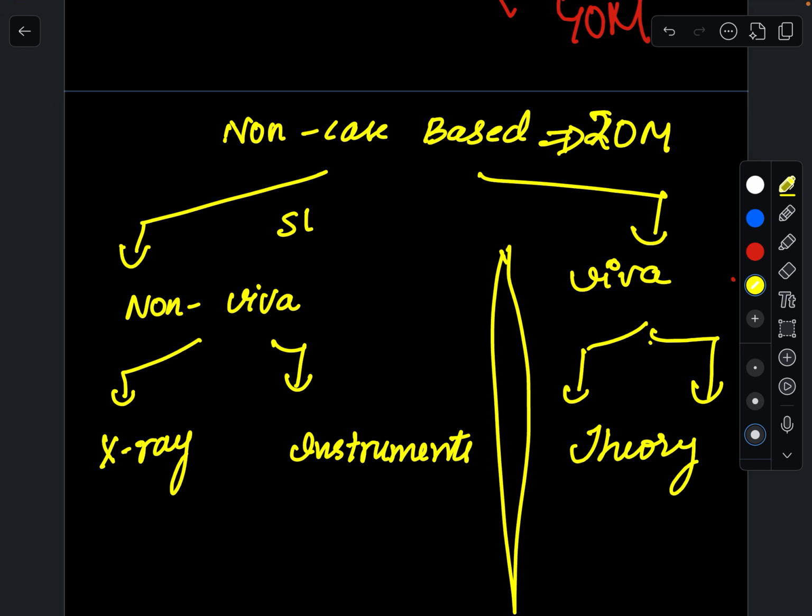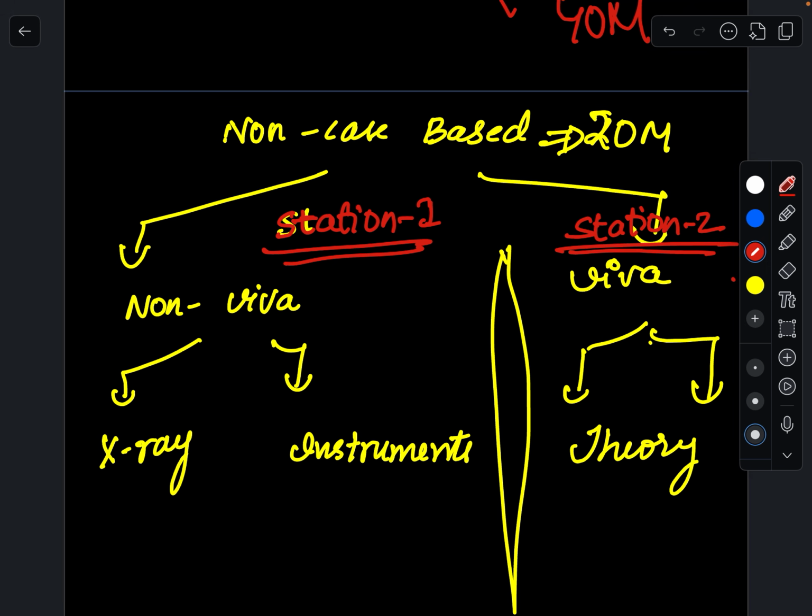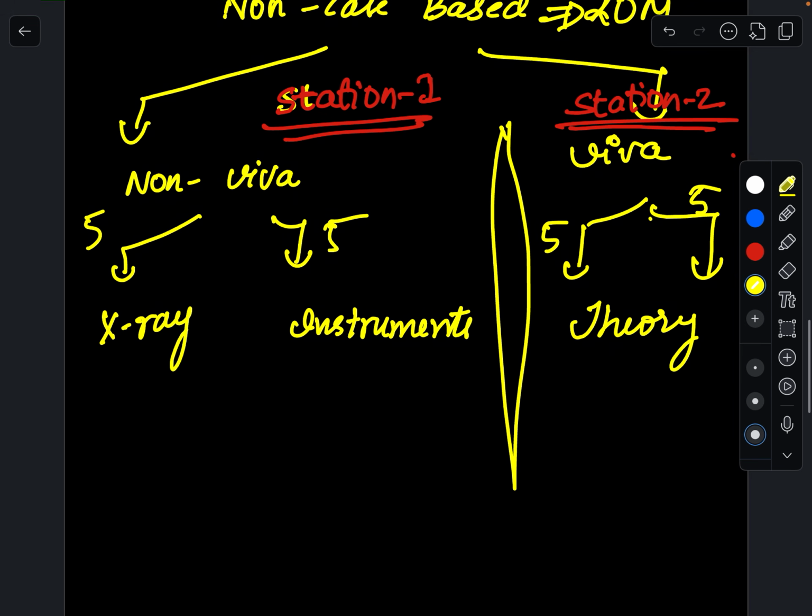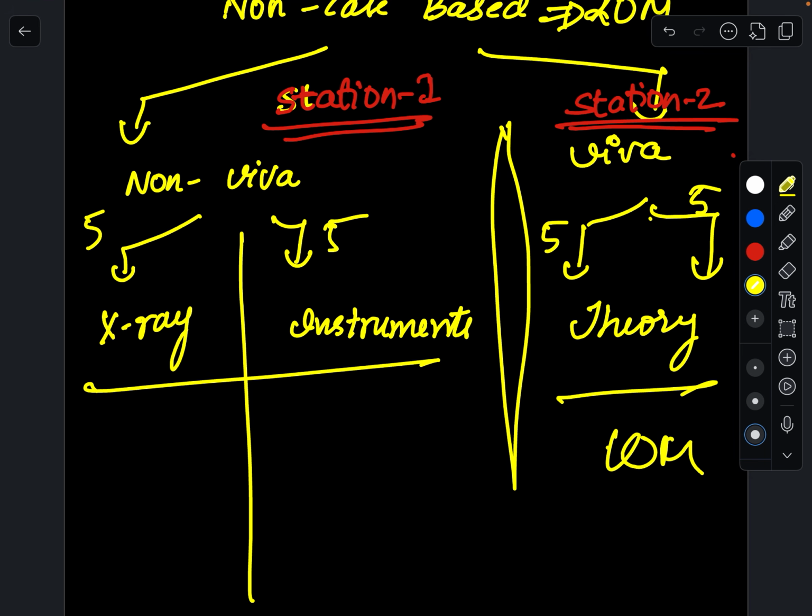So this is station 1, and this is station 2. Okay, in the first station, it is 5 marks and 5 marks. You will have 5 marks for X-ray and 5 marks for instruments, and again 2 other staff, either external or internal, will judge you for your theory viva for 5 and 5 marks. So here it's 10 marks and here it's 10 marks, again 20 marks. So the aim to pass the whole practical exam is that you should know in and out about your case.